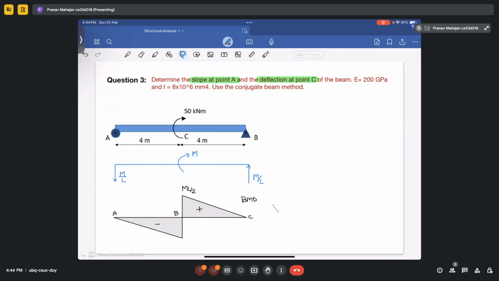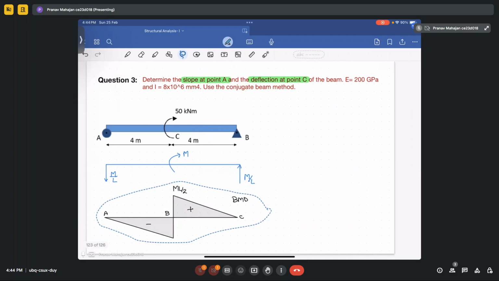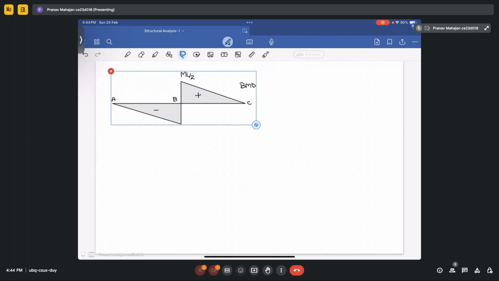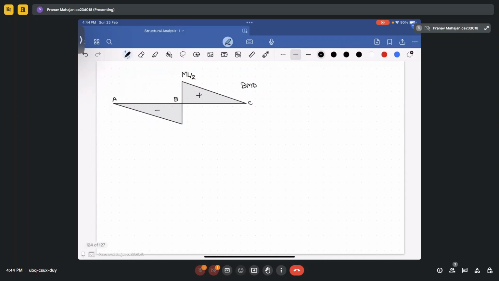Now I will take this and draw the conjugate beam profile. So how will it look? It will be the same, with uniformly varying loads along its length.